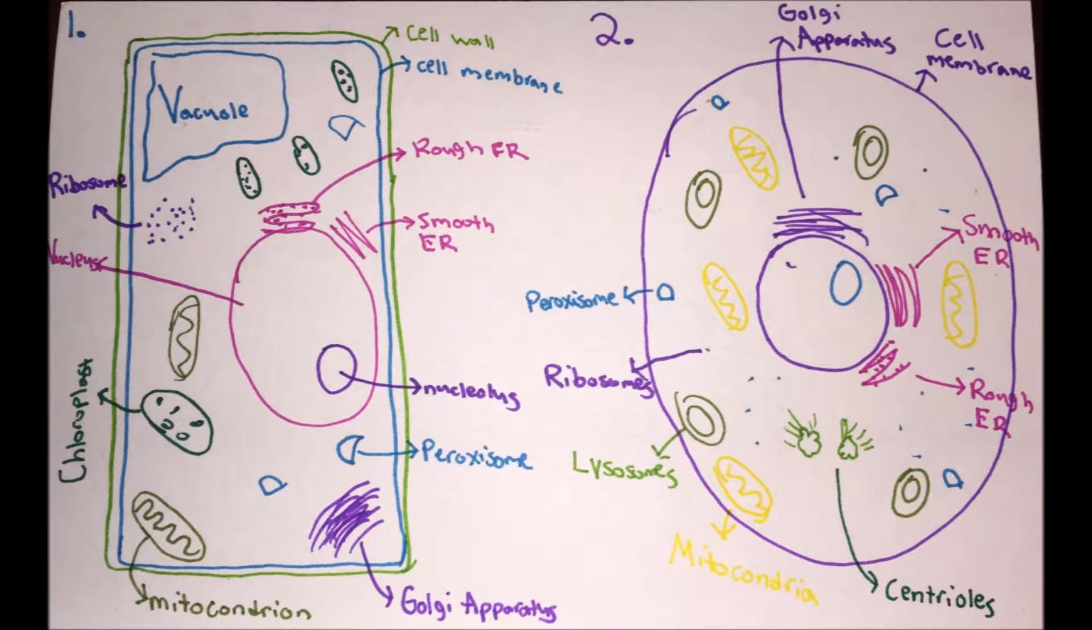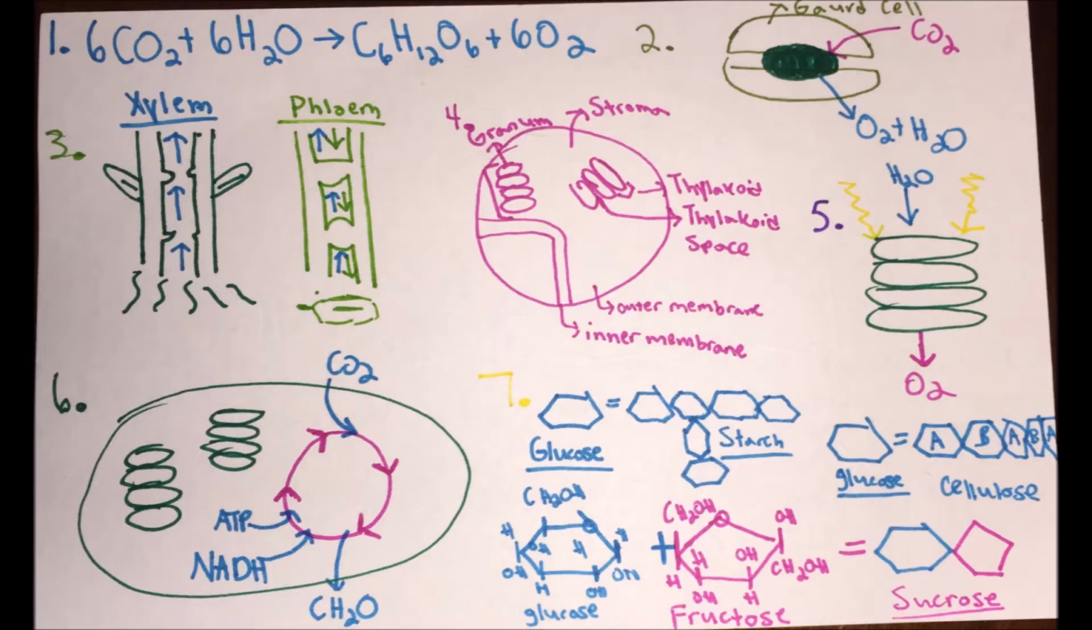Other organelles inside the cell consist of ribosomes, the nucleus, chloroplasts, mitochondria, the Golgi apparatus, peroxisomes, the nucleolus, and the smooth and rough ER. Now we're going to move into the process which takes place inside the plant cell, photosynthesis.